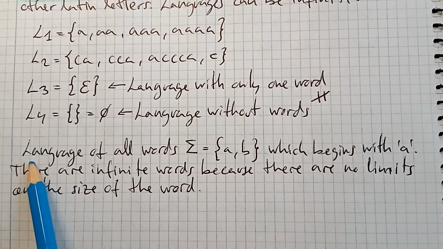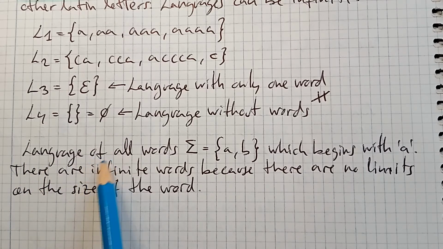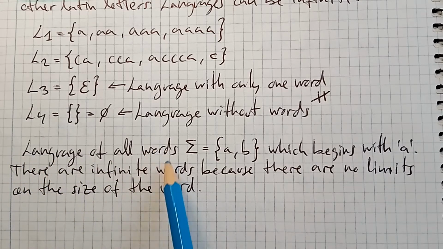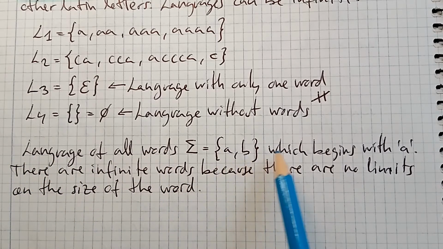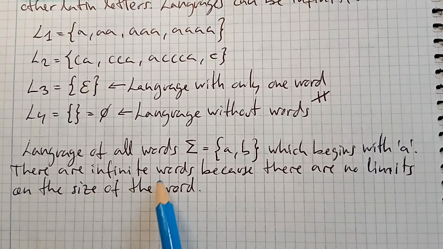For example, we can define a language of all words over {a, b} which begin with A. There are infinite words in this language because there are no limits on the size of the word.